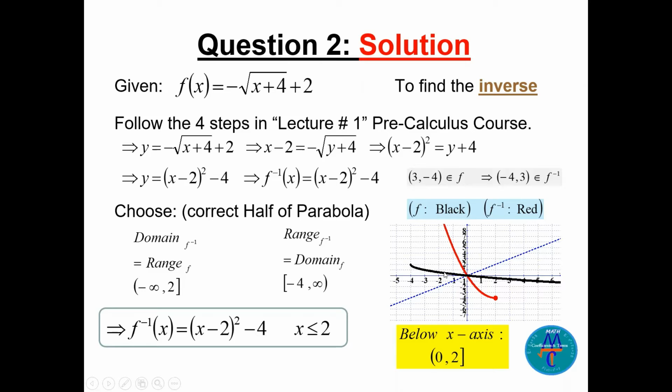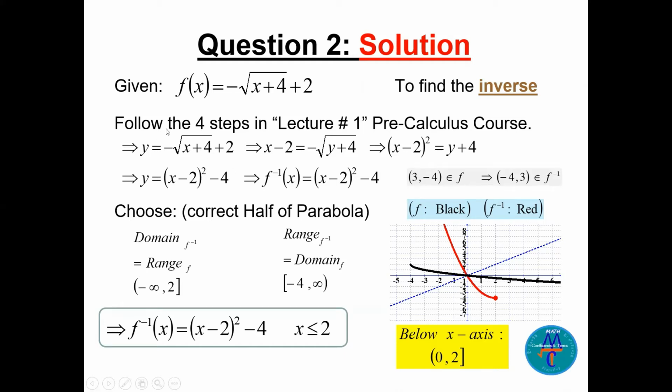So the black one is the graph of the given function. The domain will be minus 4 to infinity, and the range we can see is minus infinity until 2. So this point here is minus 4, 2. It's also passing through the origin 0, 0.